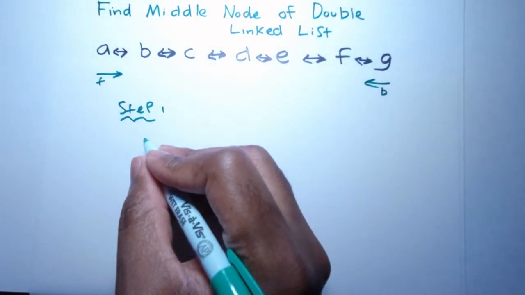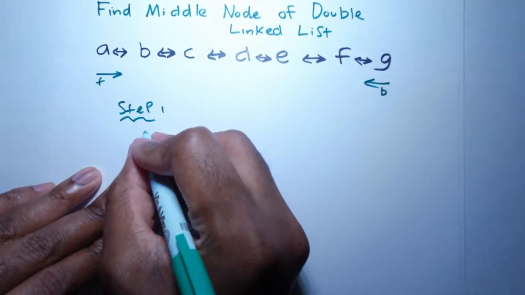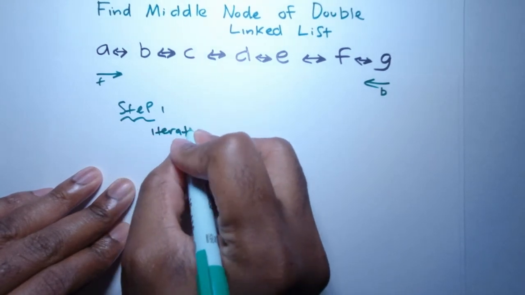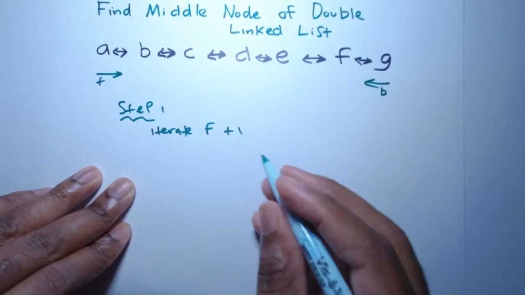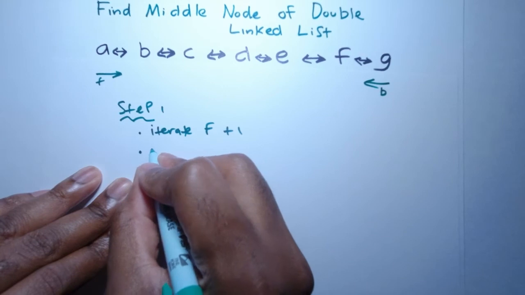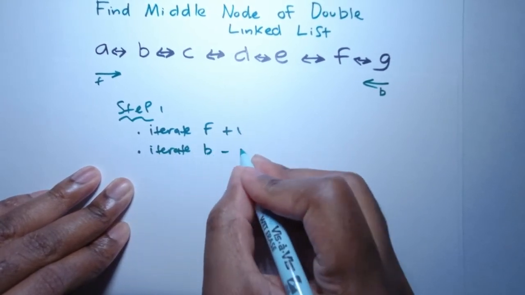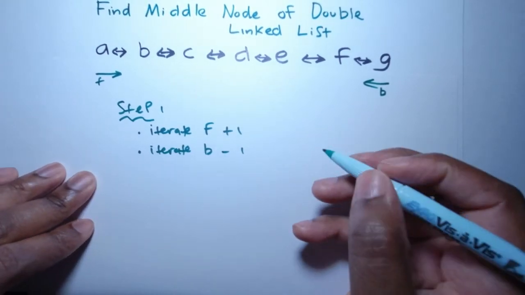So you're repeating the same step over and over and over again. And then anytime you increment, you simply check a condition. When the condition is met, then you have reached the middle. So that is the process here. So step one, we'll say iterate F plus 1. So you move forward. And then at the same time, you will iterate B minus 1. So you're moving backwards.